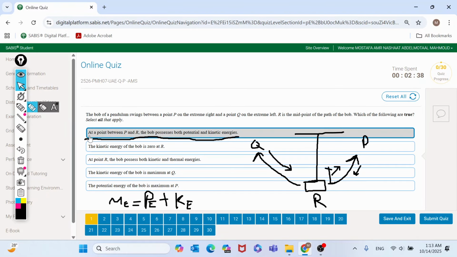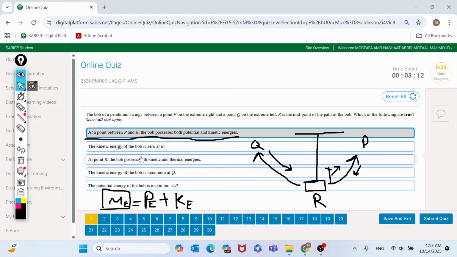Kinetic energy of the bob is 0 at R. So no, it's actually the highest at R because it just swung down and the potential energy is going to be at its lowest. So kinetic energy is going to be at its highest. Because if you decrease this one, then this one has to increase because mechanical energy is always conserved in a closed system where no external forces acted on it. So is it 0 at R? No, it's the max, it's the highest it can be at R.